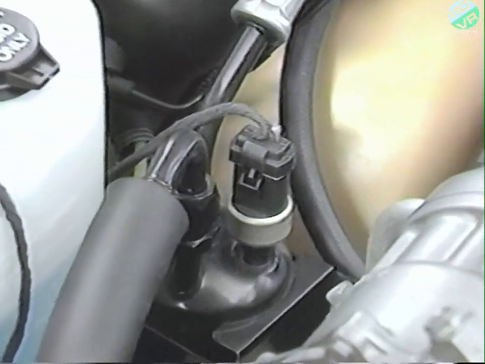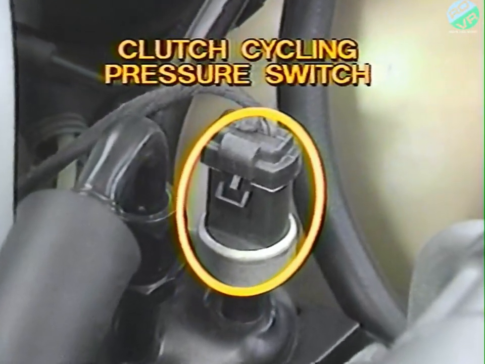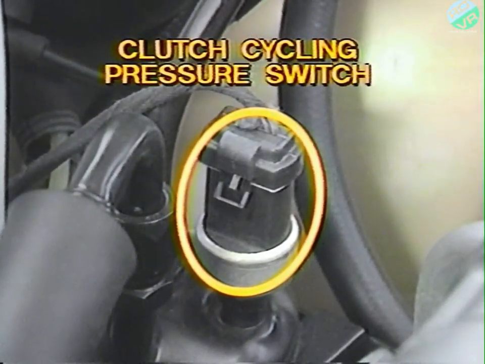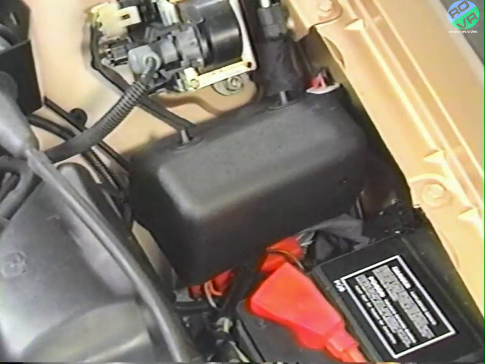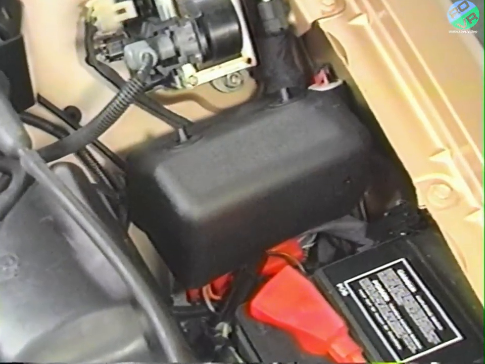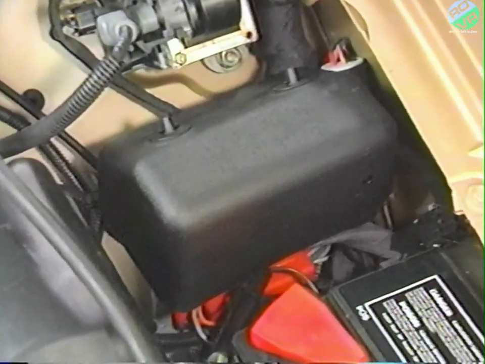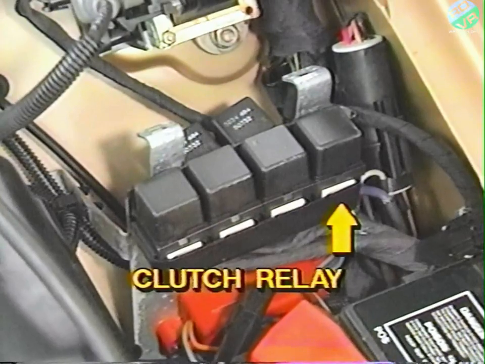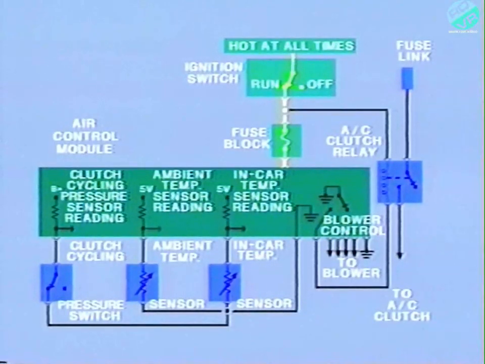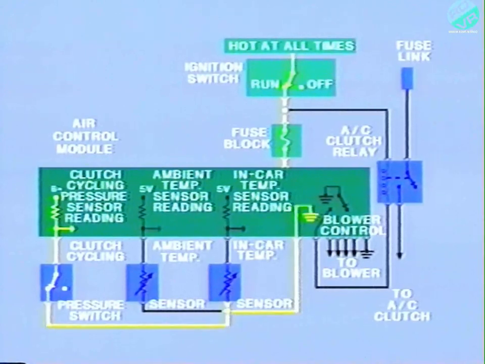Another input to the ACM is the clutch cycling pressure switch, located at the accumulator dryer. Clutch cycling pressure switch operation is closely related to AC clutch relay activation by the ACM. The clutch relay is located beneath a cover on the left fender well. The clutch cycling pressure switch senses refrigerant pressure on the low side of the AC system. The ACM sends battery voltage to the switch and monitors when the switch is completing a circuit to ground.